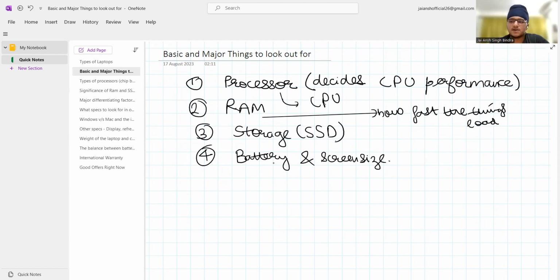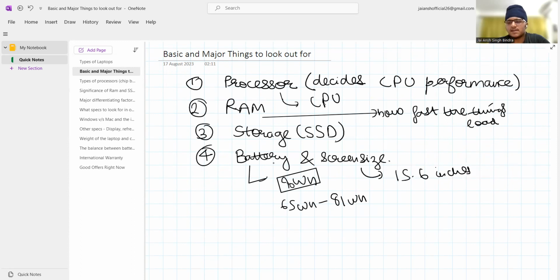Now, battery and screen size. As I already mentioned, battery is usually measured in watt hours. One of the best batteries you can get out there is a 90 watt hour battery, but that is usually a very expensive range. So a common range to go for would be anywhere between 65 watt hours and 81 watt hours. As for screen size, for me, the bigger the screen, the better the work I'm able to do on a laptop. So I recommend going for 15.6 inches. But if you're tight on budget, a 13-inch laptop works equally well.